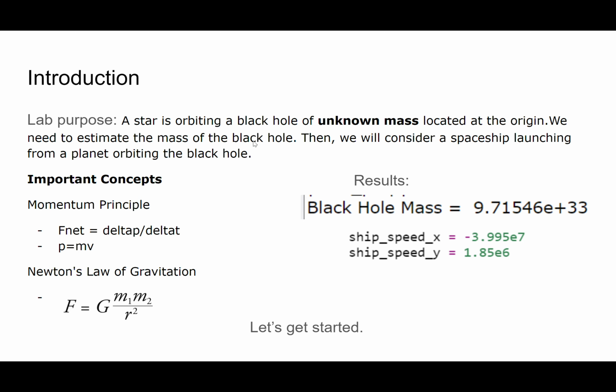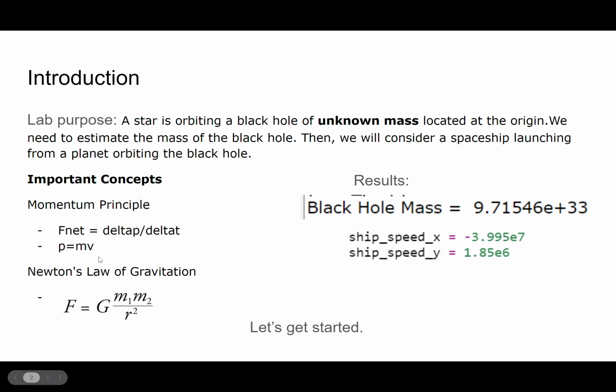So the purpose of the lab is that a star is orbiting a black hole of unknown mass located at the origin. We need to estimate the mass of the black hole. Then, for part 2, we consider a spaceship launching from a planet orbiting the black hole, and we need to find an initial velocity such that the motion of the spaceship is what we desire it to be. We desire the motion of the spaceship to not orbit the black hole, but go around the black hole.